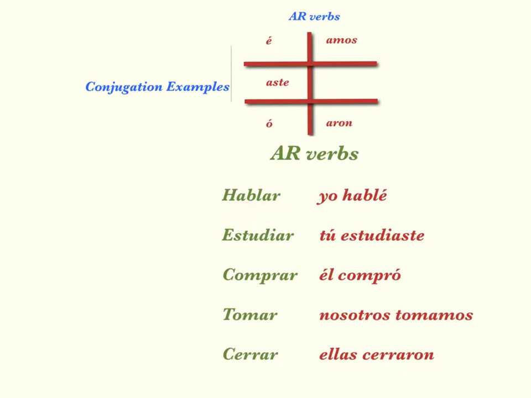Let's look at the verb hablar, to talk. To conjugate hablar in the preterite tense, to say I talked, with the ed at the end, I talked in the past tense, all we do is we remove the ar, so we're left with our stem habl, and we replace it with the ending é. Yo hablé, I talked. And the same works for all other regular AR verbs in all forms of the verb.